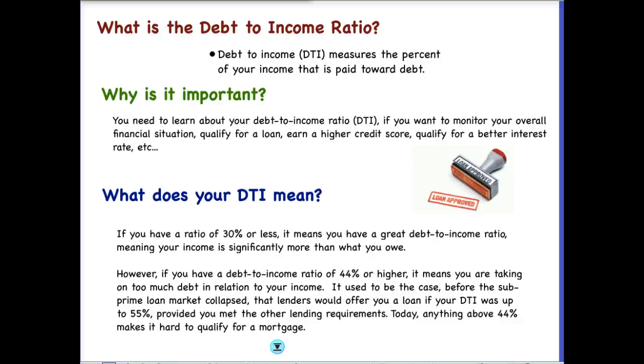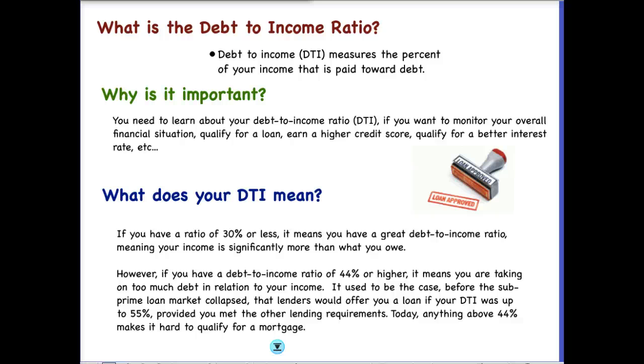So what does your DTI mean? Generally, if you have a ratio of 30% or less, it means you have a great debt to income ratio. It means that you have much more income than what you owe. If you have a debt to income ratio of 44% or higher, however, it means you are probably taking on too much debt in relation to your income.